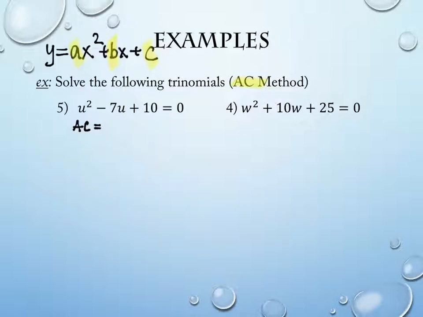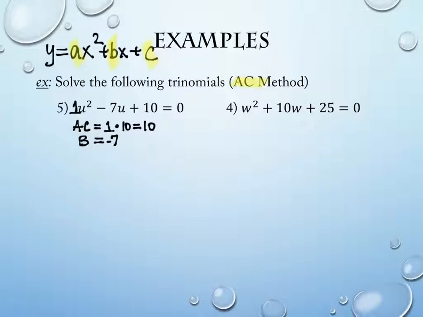What is the a value for problem number 5? It's 1. There's an understood 1 here. Is everybody good with that? Okay, so this is 1 times the c value. What is the c value in this problem? It's 10. So a times c is going to equal 10. We'll come back to that. The b value is simply the coefficient that's attached to the middle. What's the b value for this? It's 7, and it's actually negative 7. Okay, so we're going to keep the sign with it.